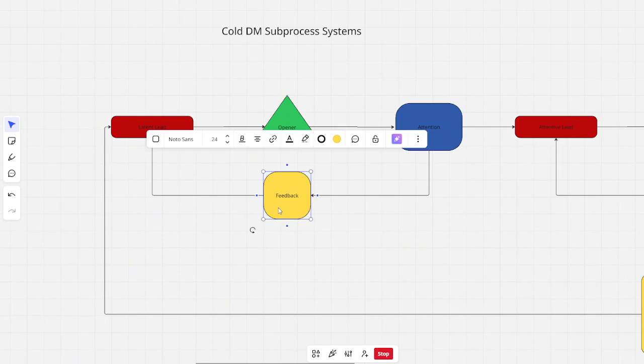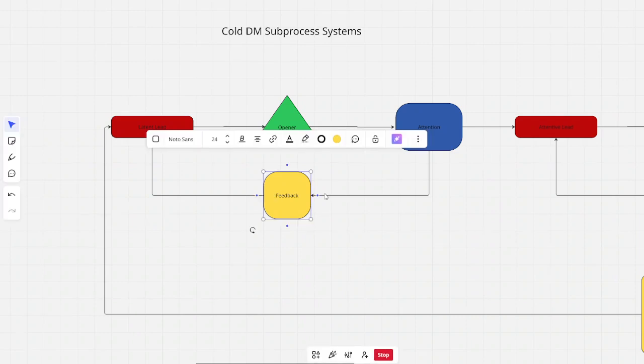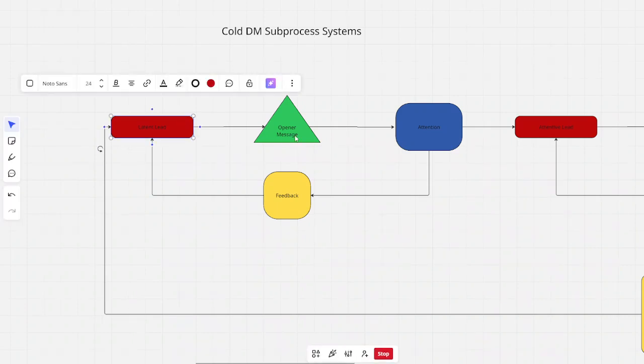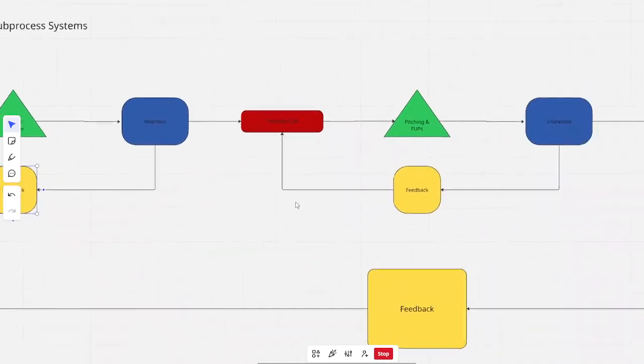And feedback is how well this is going. They have a metric called positive reply rate. If your reply rate is 1%, you're in big trouble. So for feedback, you use metrics to track that, and I'll talk more about that in a second. So the first system is you have your lead, you open them with a message, you get their attention, and you track how well that's going.